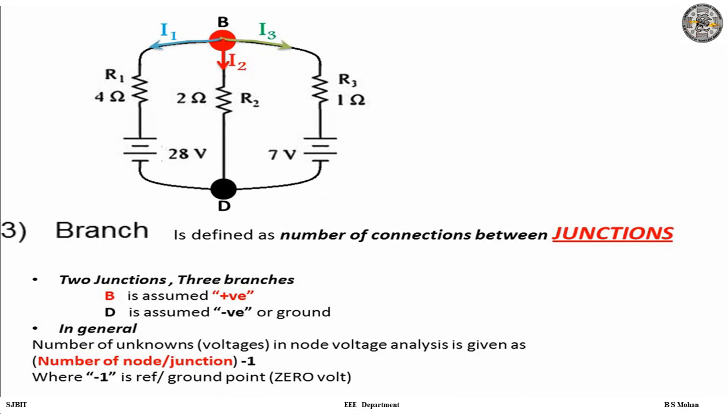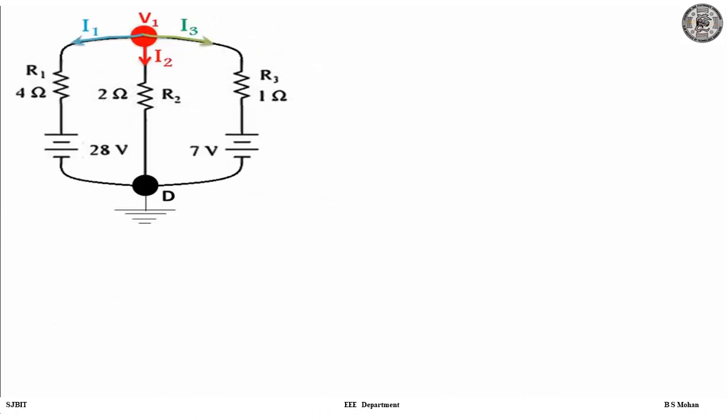So we always neglect one of the junctions, that is ground potential. If I have three junctions, one is ground potential, thus we have two unknowns. Similarly, if we have four junctions, one is a reference, thus we have three unknowns. That is in general. We'll see how it changes with respect to numericals.